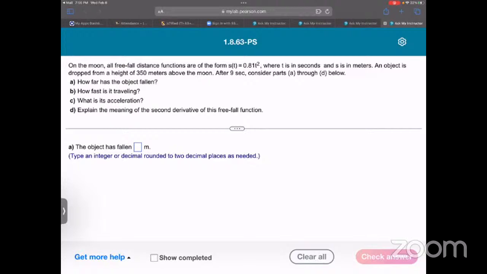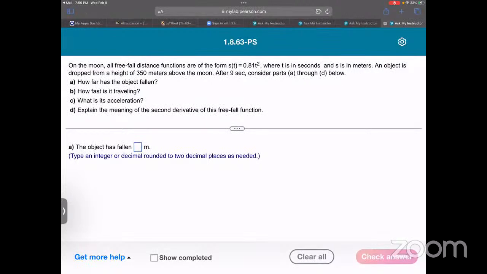It says on the moon, all free fall distance functions are of this form, where t is in seconds and s is in meters. An object is dropped from a height of 350 meters above the moon. After 9 seconds, consider parts A through D below. How far has the object fallen? Okay, so we have our position function. They gave us our position function as 0.81 t squared.